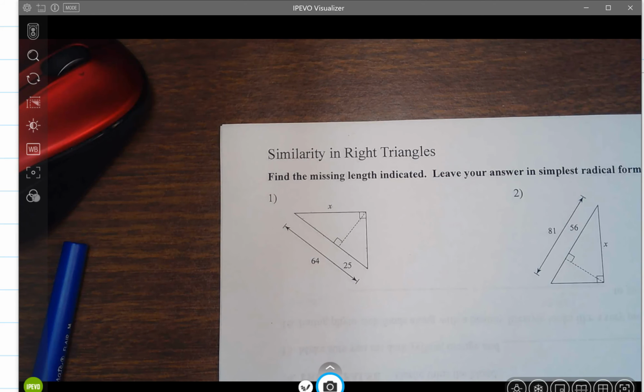First, before we start working on the three different triangles, I want to point out that we always want to look at the diagram and see if there are any other side lengths that we can fill in. Here we know this entire hypotenuse is 64 and this small piece is 25. So if we subtract 25 from 64, we're going to get 39 for that length.